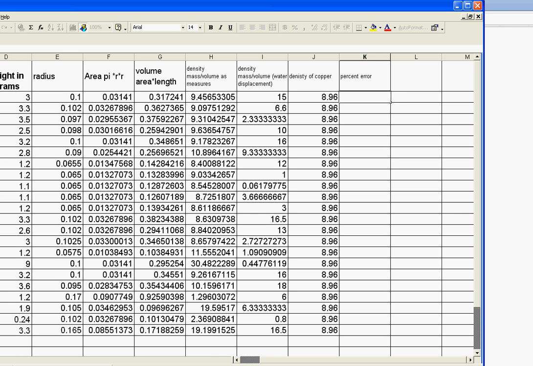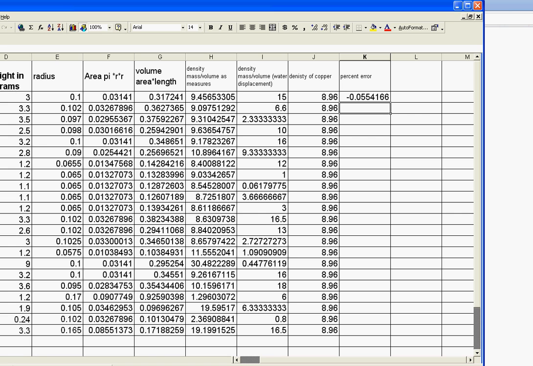Okay, so we're going to type in equals the actual density minus the density we calculated. In this case, we're going to use the density we calculated by the mass volume error. And then we have to put that in parentheses because we want to do that subtraction first. Then we want to divide by, again, the actual, which is J2. All right, and that's going to give us the percent error. Actually, that's going to give us a decimal, which we're then going to convert into a percentage.